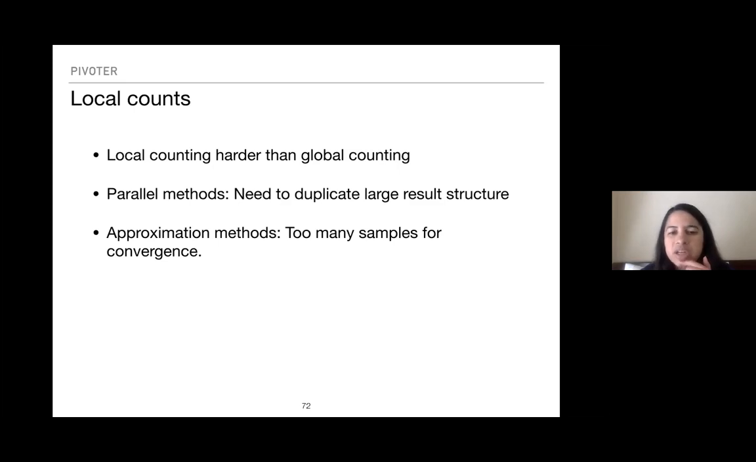And approximation algorithms also do not do well for getting local counts, because for every vertex, to get the k-clique counts that vertex is involved in, in the out-neighborhood of that vertex, we would have to take a number of samples to get convergence. So essentially, the number of samples that we end up taking would be very, very large.